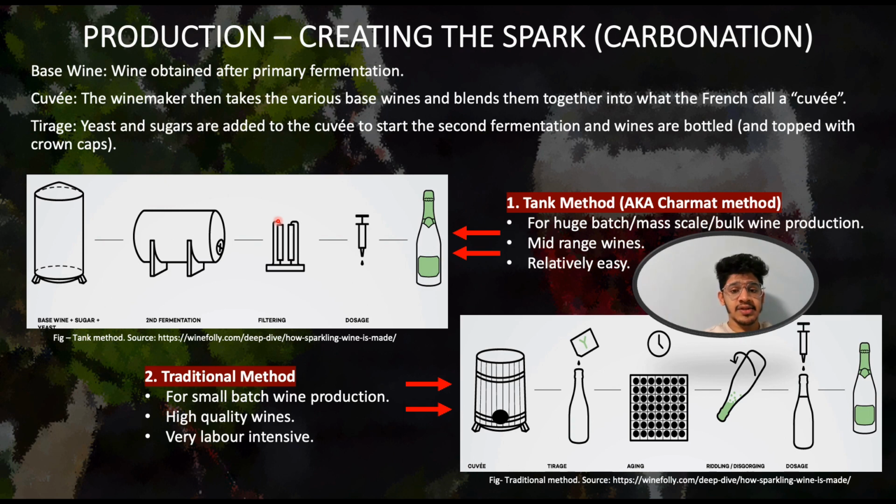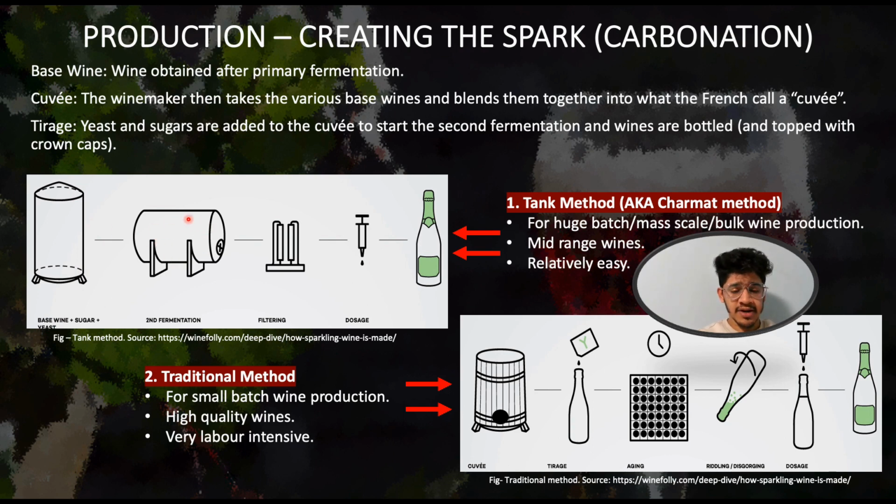Today we are discussing three important methods. First one is the tank method, second one is the traditional method, and third one is the simplest, that is the carbonation. Let's see the tank method first. As the name suggests, a tank will be used. So this tank is filled with the base wine. Now to this base wine some sugar and yeast is added.